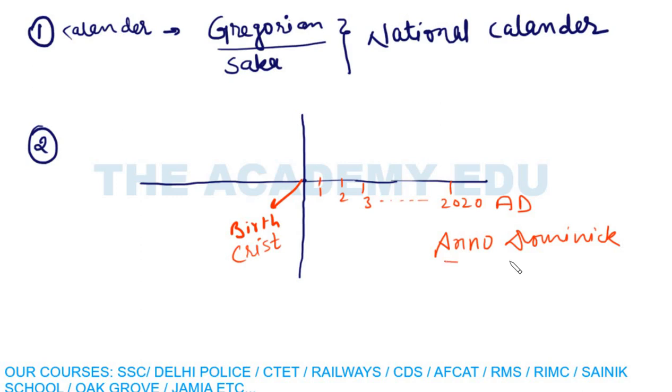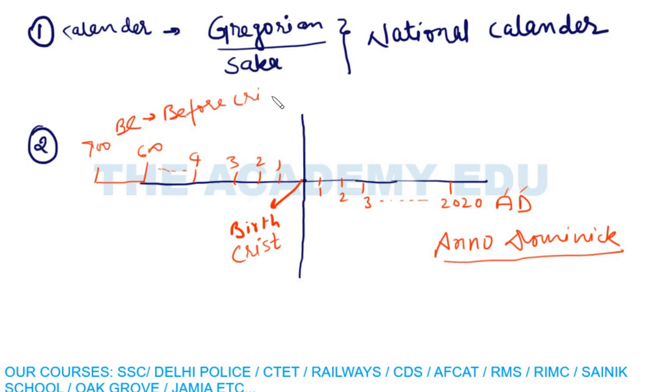Many students think that AD stands for after death. No, it's Anno Domini. And here 1, 2, 3, 4, similarly 600, 700, right? So these are BC, and BC means before Christ. So time will start from here, right?